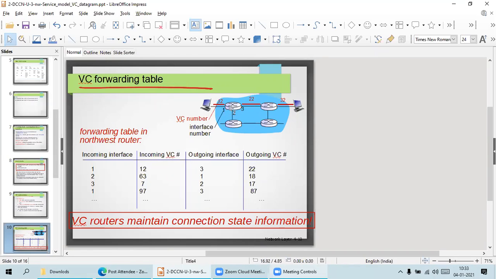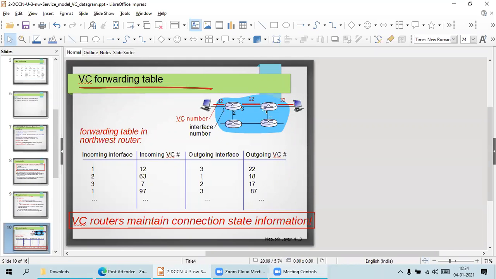I have connected through different interfaces. My first router or switch is connected through 1, 2, 3 different cables or network links. But when I transfer on incoming 12, the outgoing interface is 3. My data is transferred to the next link, that is 3. And the outgoing virtual circuit number has changed from 12 to 22. At the receiver end it is 32.